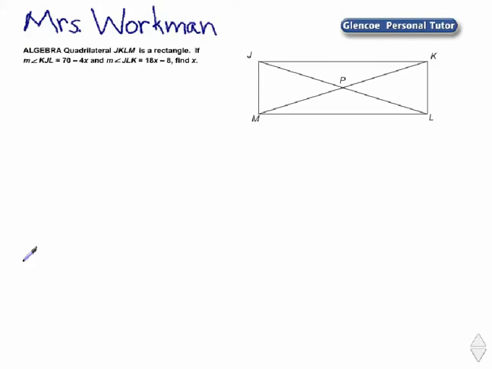Let's work a little bit with the diagram. We know that the diagram is a rectangle. So we know that opposite sides are parallel, opposite sides are equal in length, and we know that all four of the angles are right angles. That's what we know.